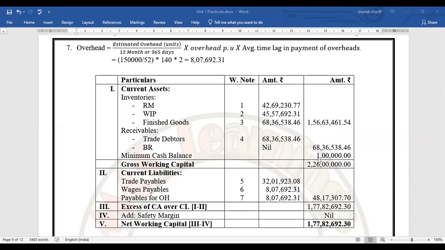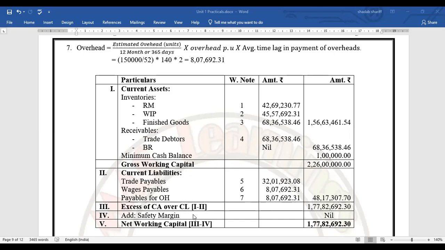Then cash balance is 1 lakh rupees. If we add all this, we will arrive to total gross working capital, that is 2,26 lakh we will get. Then after this, we will go to current liability. Under current liability also we have 3 working notes. If we add all this, we will arrive to 48,17,307. Then we have to simplify, that is excess of current asset over current liability, that is 1,77,82,692.